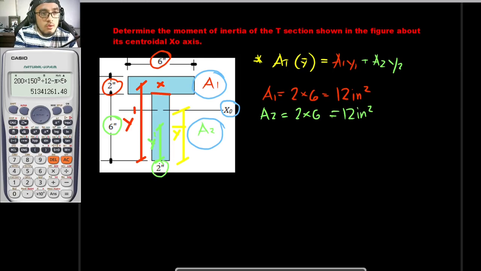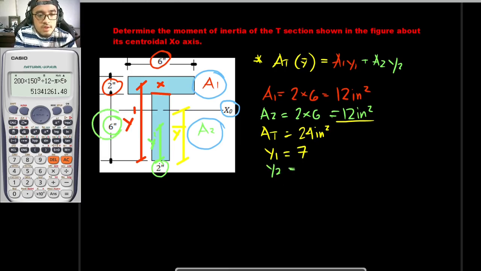And for our total area, that is the sum of area 1 and area 2. So getting their sum, that is 24 square inches. What about for y1 and y2? For our y1, that is 6 plus half of 2. So it would be this dimension right here plus half of 2. So 6 plus 1 is equal to 7. And as for your y sub 2, that is just half of 6 since this is a rectangle. So half of 6 is equal to 3.